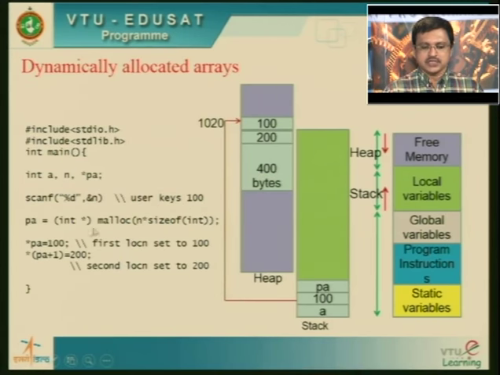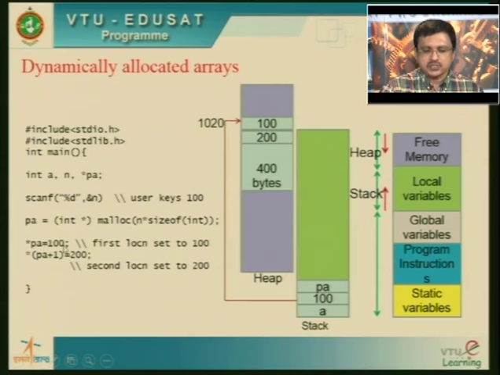So, pa is equal to (int *) malloc(n * sizeof(int)). Remember, this is the dynamic allocation. The size of the block of memory that you want is a function of what the user keys in here. Malloc n into size of int: if it is 100, then 400 bytes get allocated. The address of that block in the heap is 1020. Actually, here the data should be 1020, there is a small mistake, it is all right.